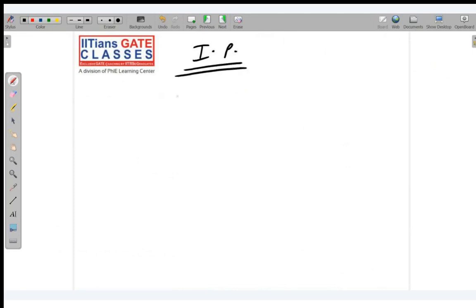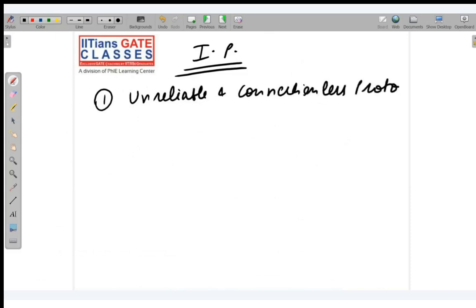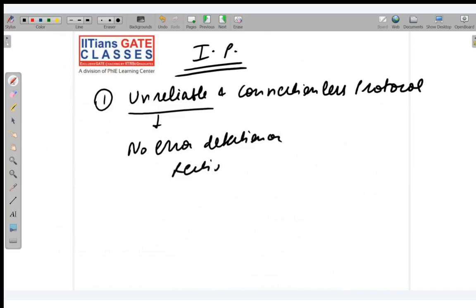What are the basic points you should remember? IP is an unreliable and connectionless protocol. Unreliable means there is no error detection or correction. Directly they will ask: is IP reliable or unreliable, is IP connection oriented or connectionless, like this. They will ask direct points. So no error detection or correction; that's why we are calling it unreliable.